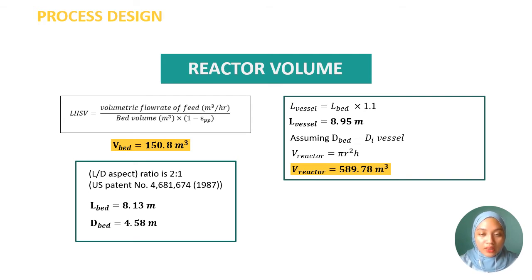Then from here, we can calculate the volume of the reactor by assuming that 10% of the length of the vessel is filled with extra fittings. So from there, we can multiply the length of bed by 10% to get the length of the vessel, which is 8.95 meter, and the volume of the reactor is calculated and found to be 589.78 meter cube.